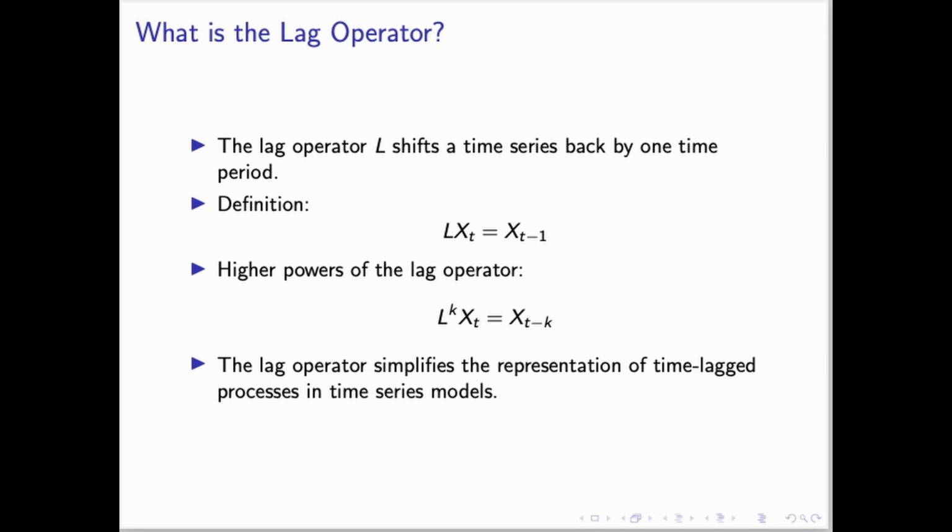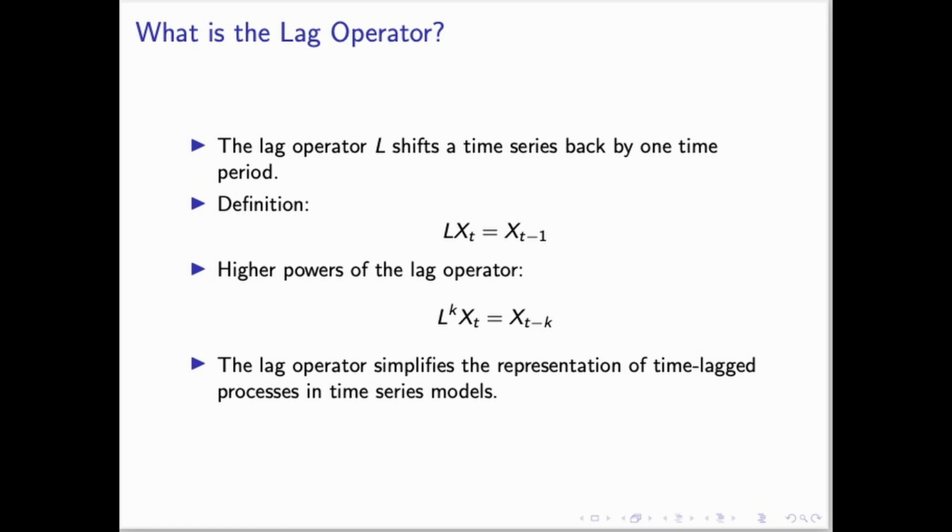The lag operator, often denoted by L, is used in time series analysis to shift a variable back by one period. Essentially, applying L to a time series variable, say x_t, means we are looking at the value of x at the previous time period, x_{t-1}. To define this more formally, L x_t equals x_{t-1}. It helps simplify how we interpret and represent time series processes.